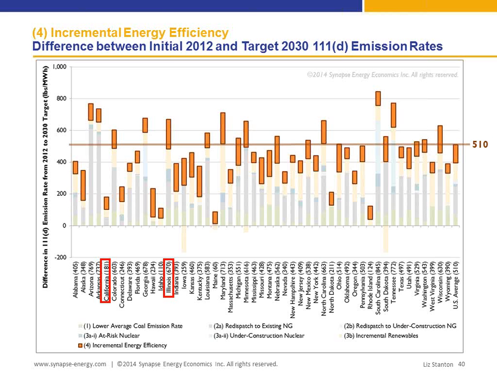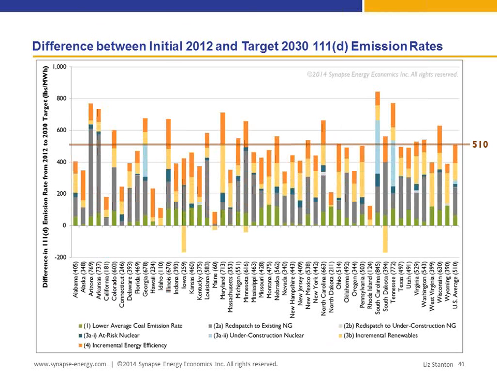Okay. So those are the 4 plus their subparts building blocks, all put back together here in this graph on slide 41. And what I've done in the previous slides, if you go back to them and look at them at some point, is that I've tried to pull out all of the states that are above the U.S. average, above that 510 pounds per megawatt hour, and say, why is it that this state is above average? And I've hit pretty much every one of these states as an example in the past few slides to say, why is one bigger than another?